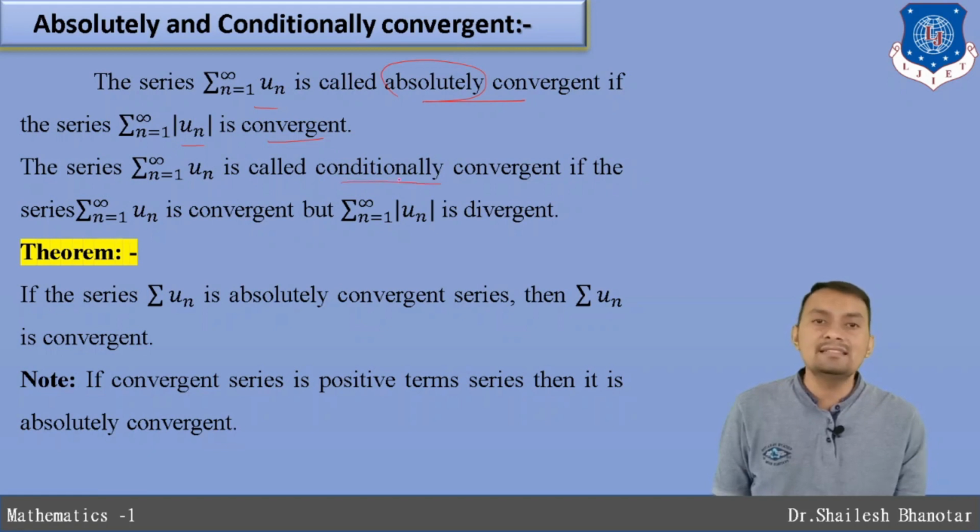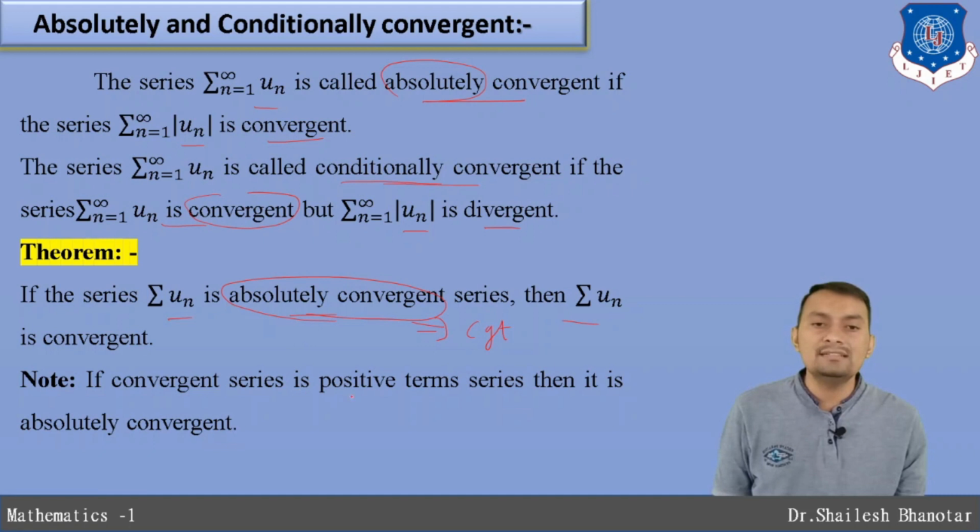When we consider a series to be conditionally convergent, the series we have been given is convergent, but the series of its absolute values is divergent. Then we say the series is known as conditionally convergent. If the series Un is absolutely convergent, then definitely the series will be convergent. So what does it mean? If a series is absolutely convergent, then simply we can say that the series is convergent.